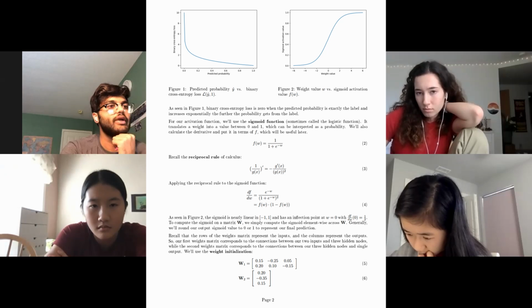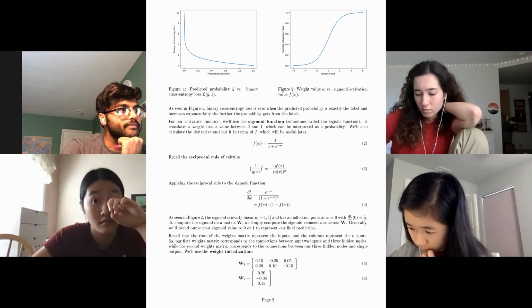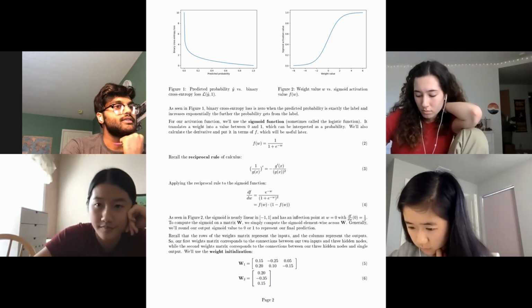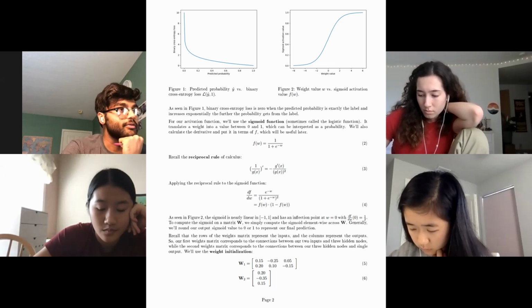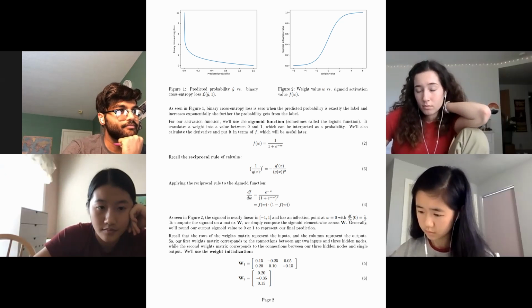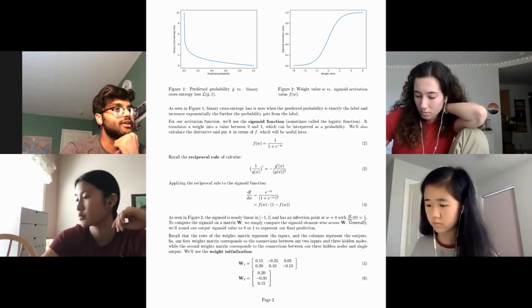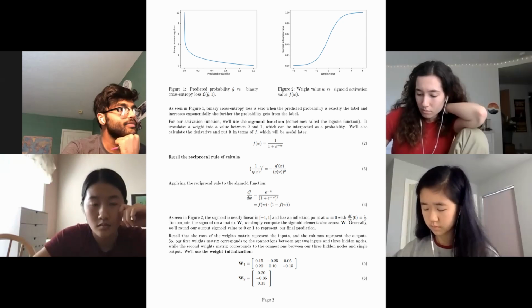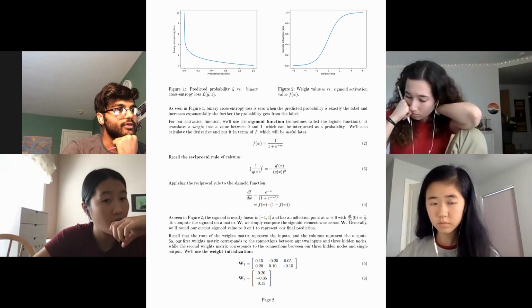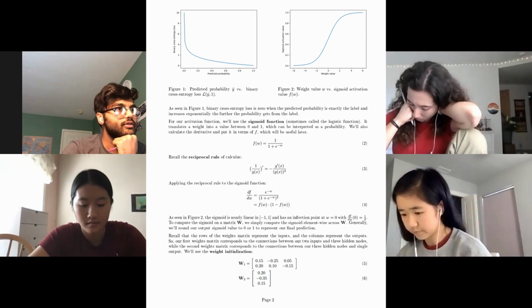The figure on the right, weight value versus sigmoid activation, is just a graph of the sigmoid. You guys have seen that before. So it's saying binary cross entropy for the loss, sigmoid for our activation function. If you guys have a calculator, that'd be helpful, but you can always just type stuff in Google. But we will be doing some actual number crunching.